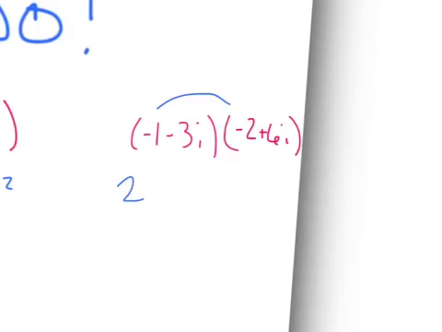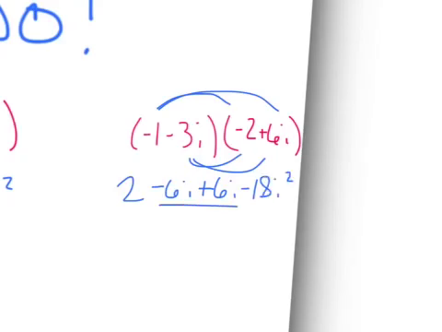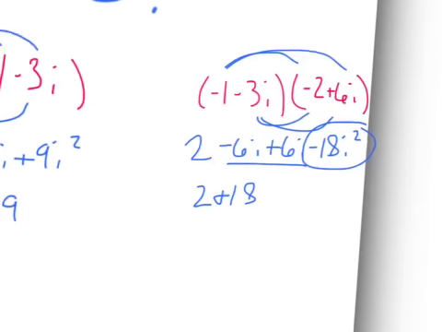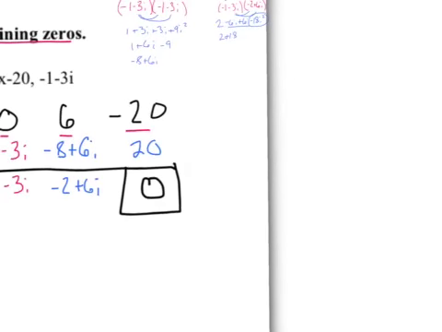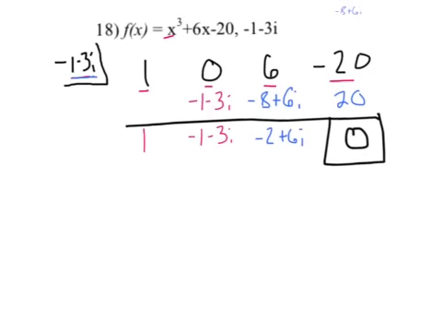Multiply 2 minus 6i plus 6i minus 18i squared. Middle parts cancel. 2, that gets me plus 18. It got me an answer of 20. That's what I wanted. Great, I got 0 just like I thought. Okay, that's the hard part.